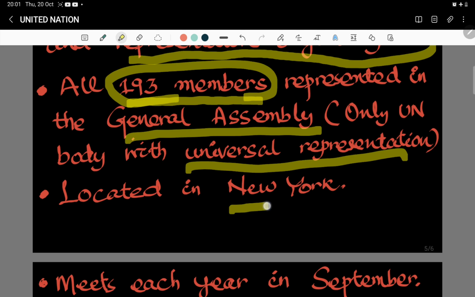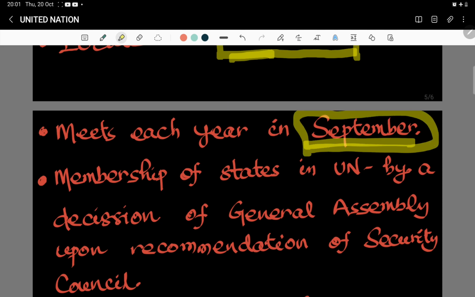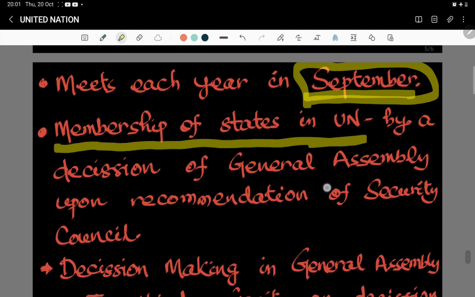The United Nations General Assembly is located at the headquarters of the United Nations in New York. It meets annually each year in September. The admission of a new member state to the United Nations requires the decision of the General Assembly upon the recommendation of the Security Council.